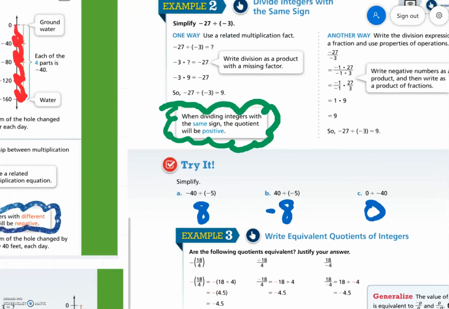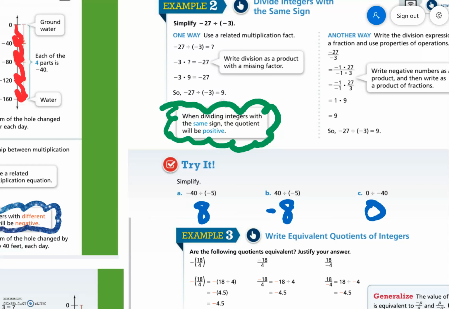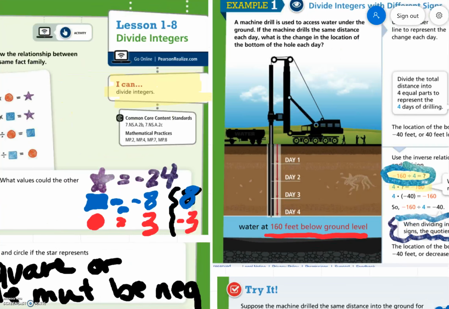So I hope everybody can say, I can divide integers. Try it on 3. 1, 2, 3. I can divide integers.